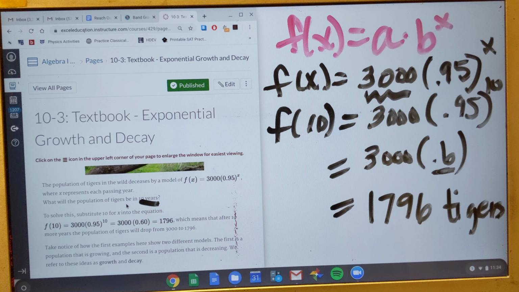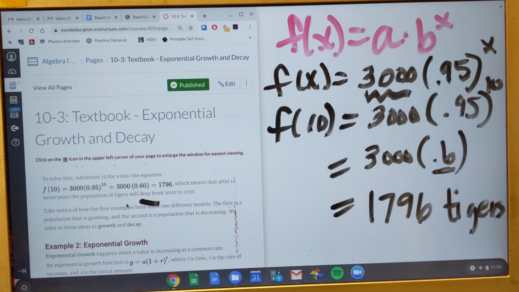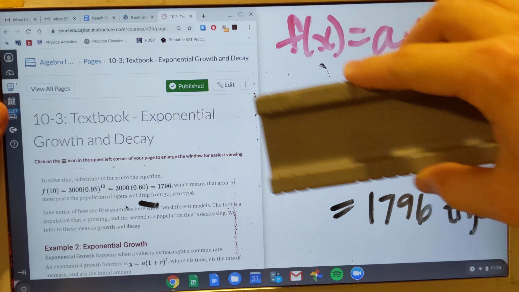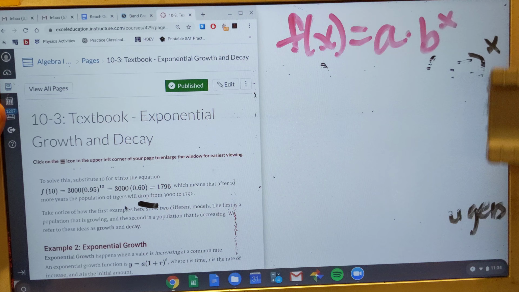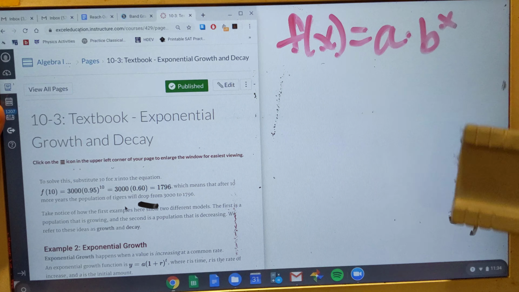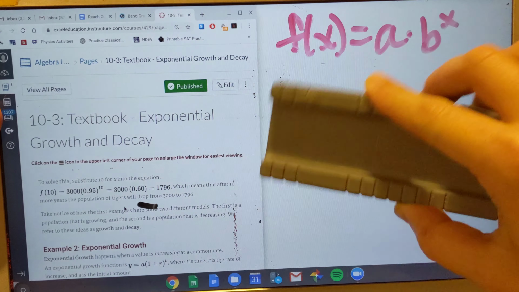All right. Okay, so loss of population. That's how that looks. So that's, of course, called decay. When you lose things, it is decay. When you grow things like money, it is called appreciation or growth.